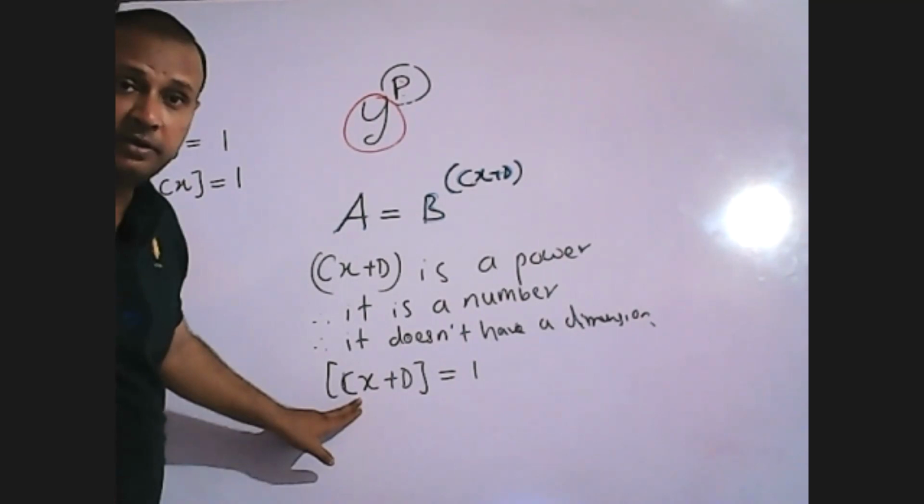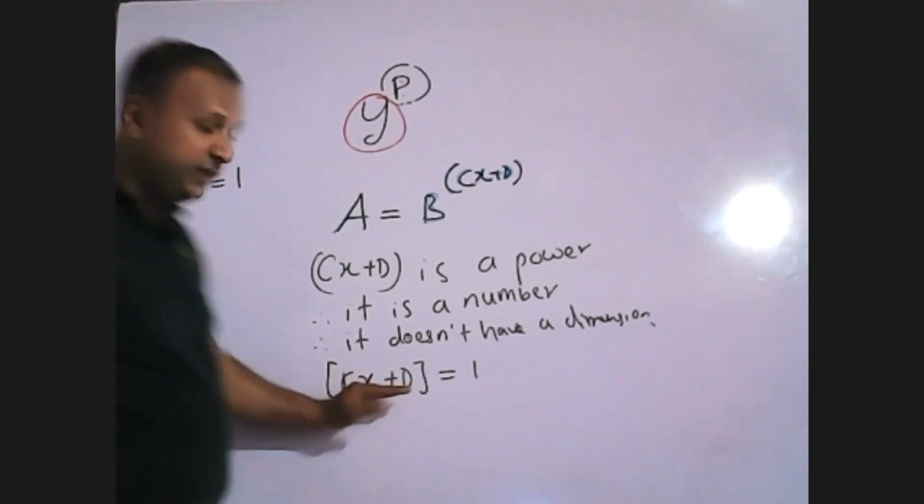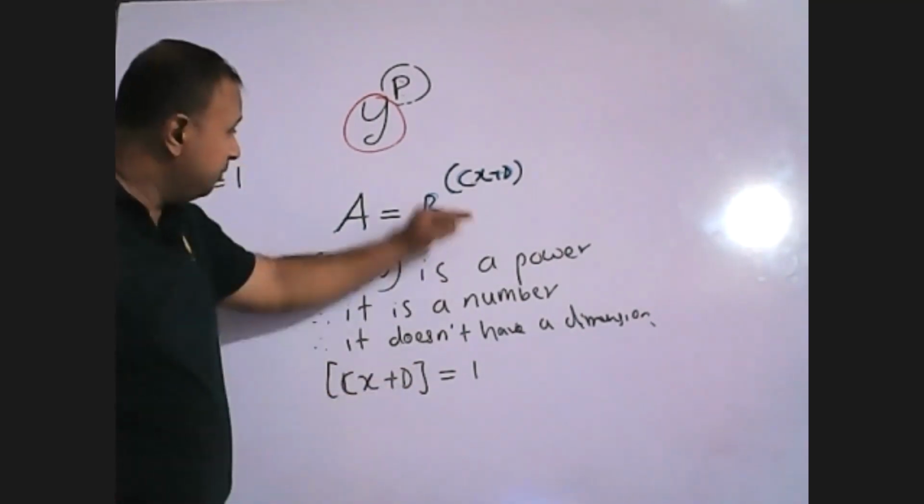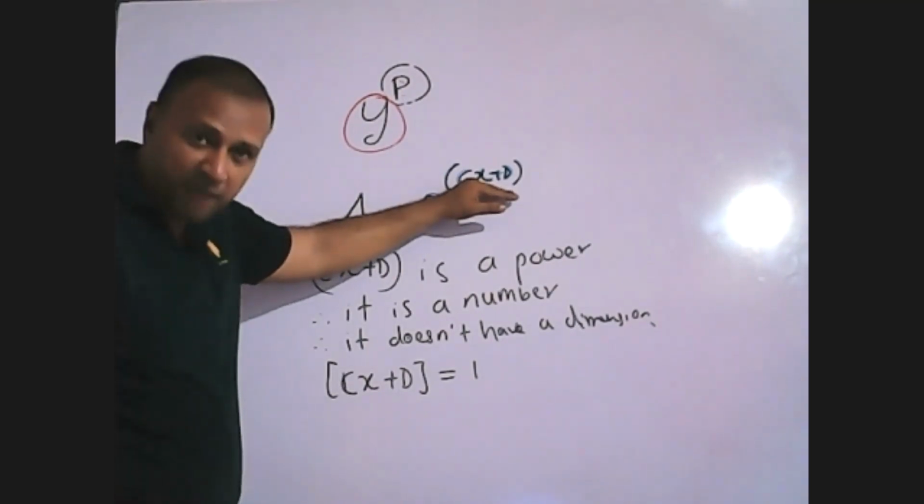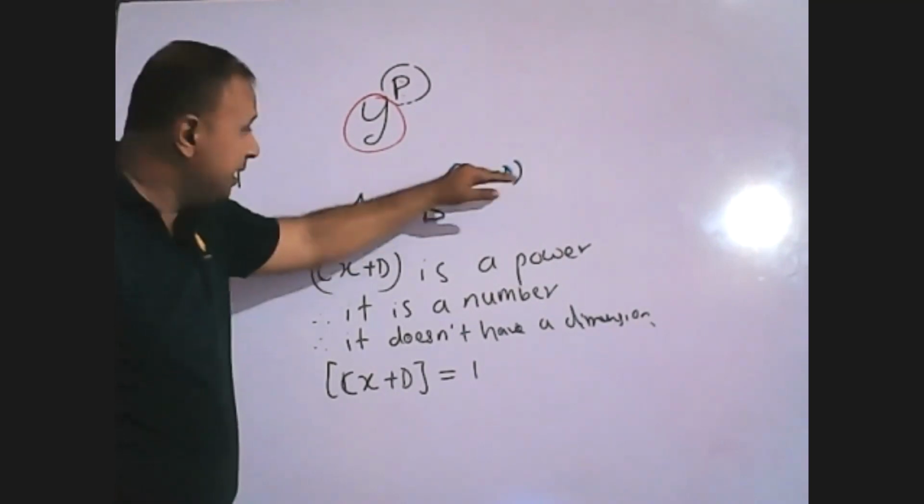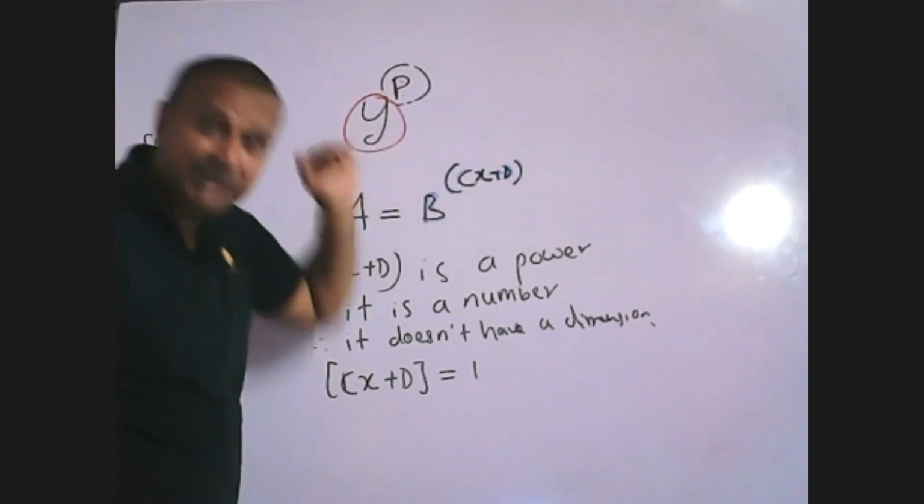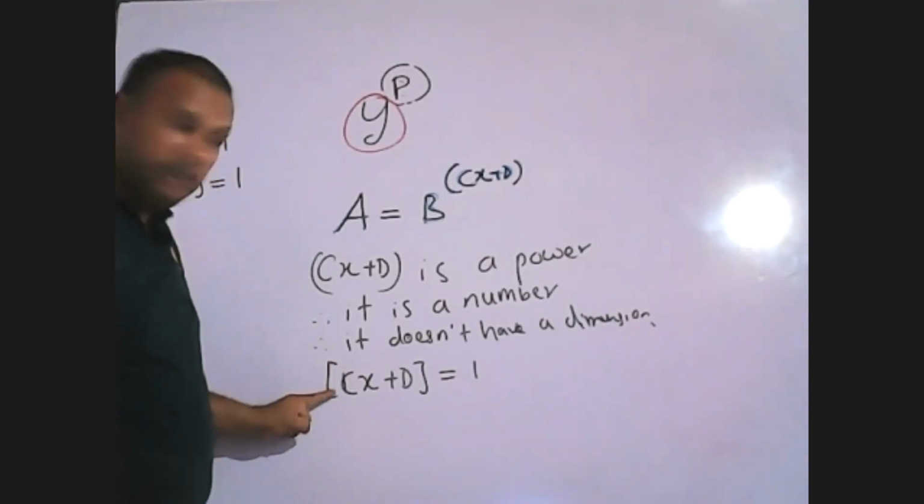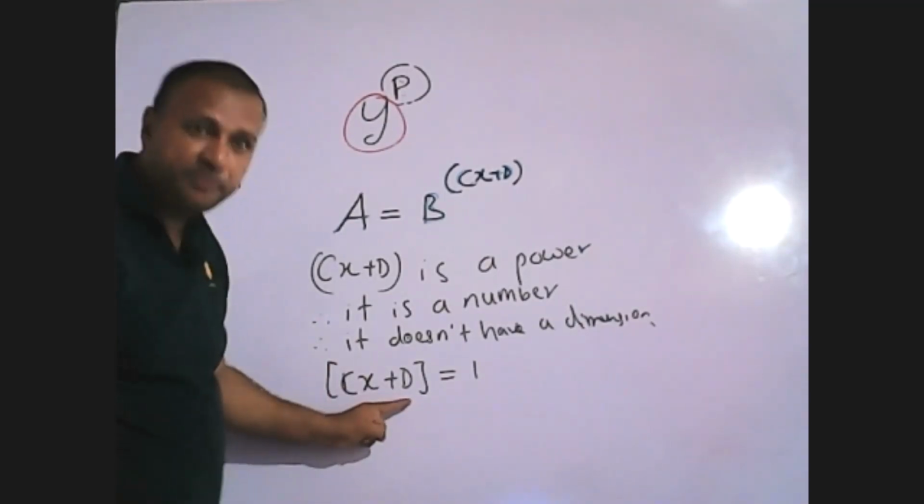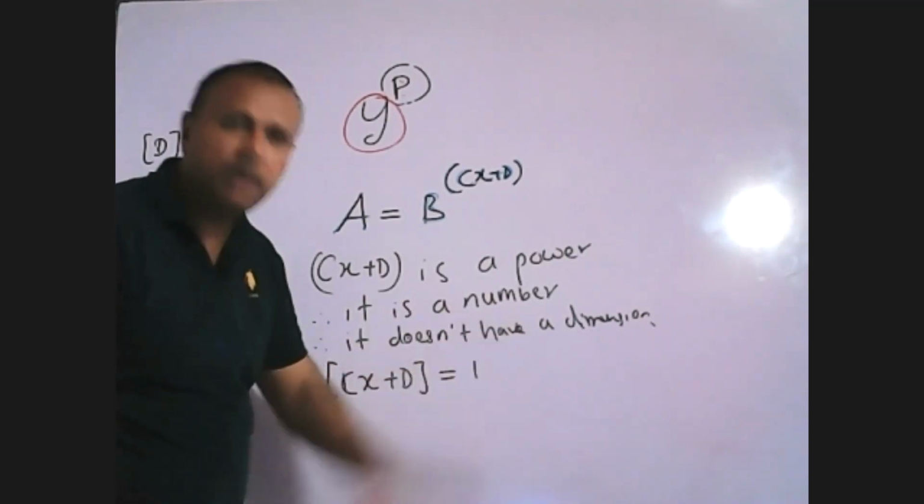What is my argument? My first argument is this one, because Cx plus D is a power. If it is a power, it is just a number. So the dimension of a power is equal to 1. That means it doesn't have a dimension.